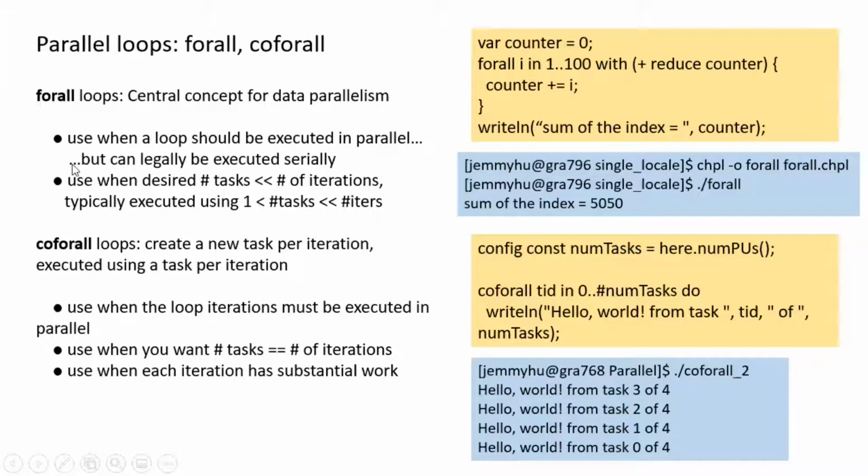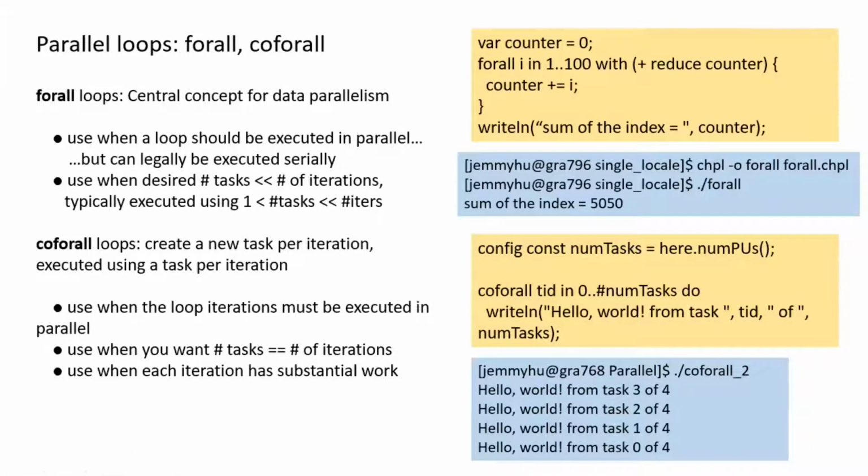So when you use for loop, it's basically when one loop should be executed in parallel, but well, this code certainly can run sequentially, there's no doubt. And when you use forall, the number of tasks is less than the number of iterations, and typically the number of tasks is more than one but less than the iterations. So this is one common command, which is forall.